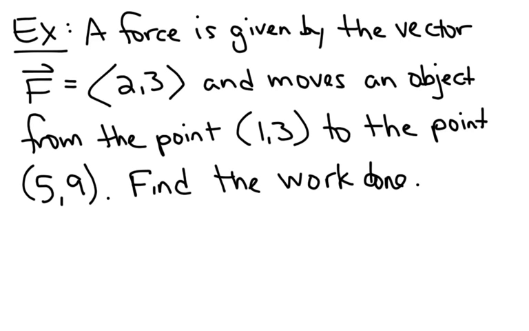A force is given by the vector 2, 3 and moves an object from the point 1, 3 to the point 5, 9. Find the work done. So in order to find the work, I need to know the force vector and the distance vector. I don't know the distance vector though, but they did tell me the initial point and the terminal point.